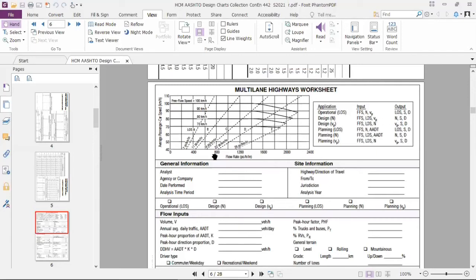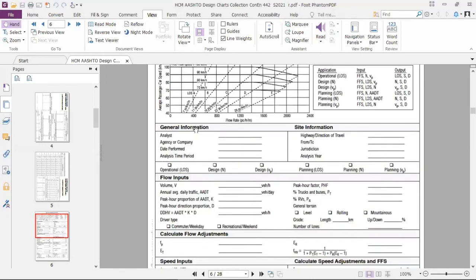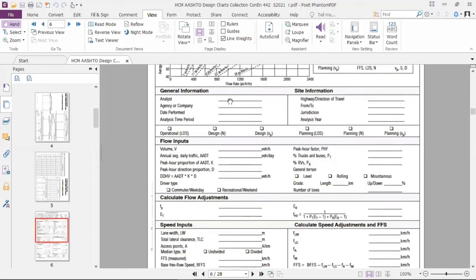And it gives you a small miniature shape for the flow and the average passenger car speed for level of service. And here, you fill in your information, your name, your agency or company name, the analysis period, and also the site information. Then you identify whether this is operational, design for N or design for V, that you want to estimate the service volume or estimate the number of lanes needed. Here, that's planning, level of service, planning, number of lanes, and so on.